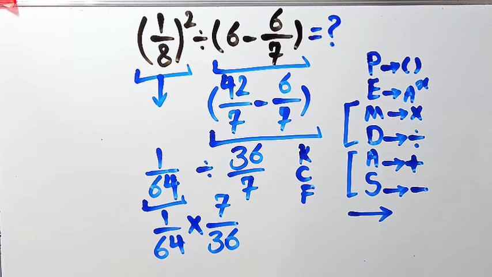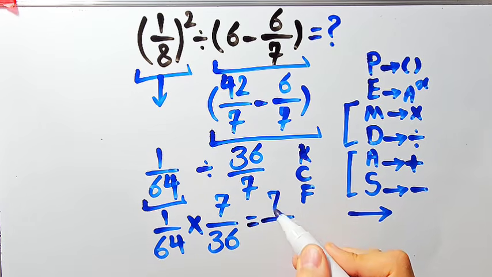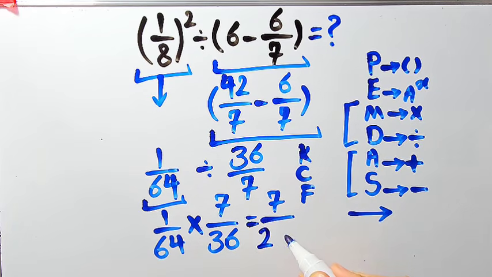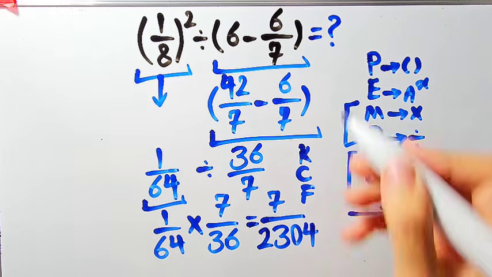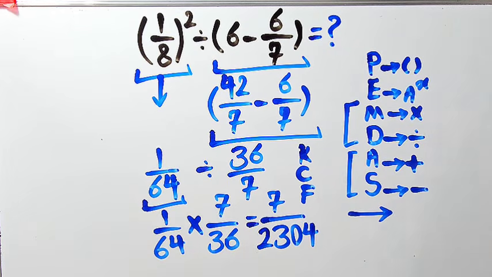Now we have 1 over 64 times 7 over 36. 1 times 7 equals 7, and 64 times 36 equals 2304. The final answer of this question equals 7 over 2304. Okay guys, let's solve another question about the PEMDAS rule.